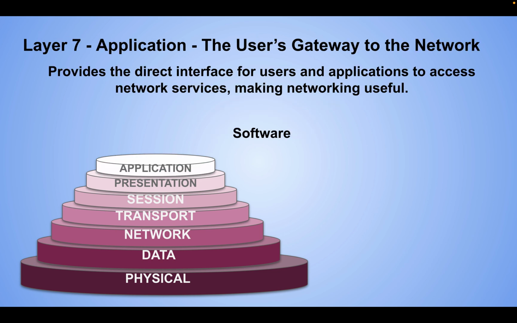So finally, Layer 7, the application layer, the user's gateway to the network. So this layer provides the direct interface for users and applications to access network services, making networking useful. It's almost entirely software driven and resides in your end user's applications and your server-side application software.